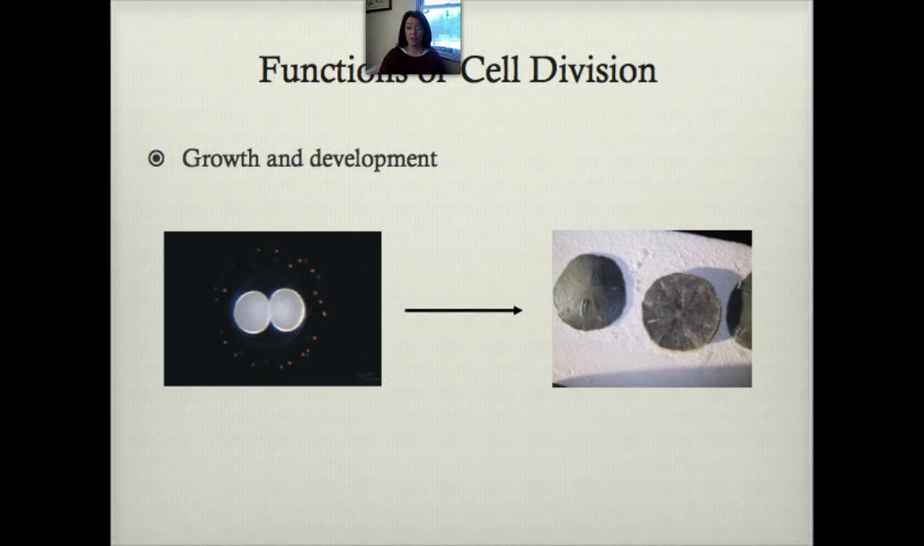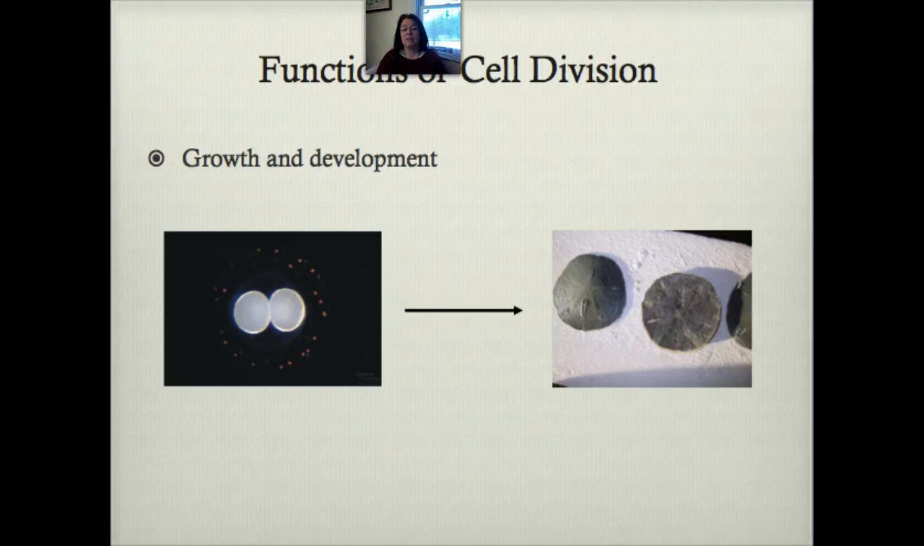Now there are a lot of functions of cell division in a living organism. Probably the most obvious is the function of growth and development. So any organism that begins as a small embryo eventually has to become a much larger adult organism.